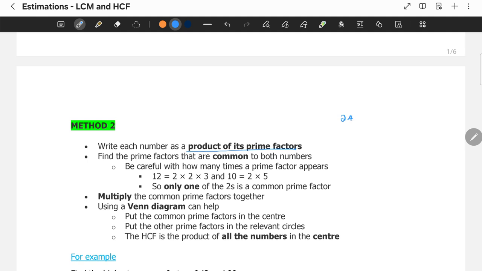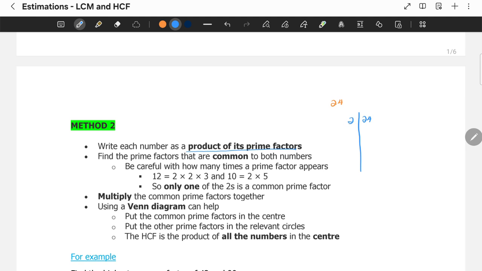24. So to write it as a product of its prime factors, you first have to find what's the lowest prime factor that's divisible into that number, right? So for 24, we know that 2 is the lowest prime factor.